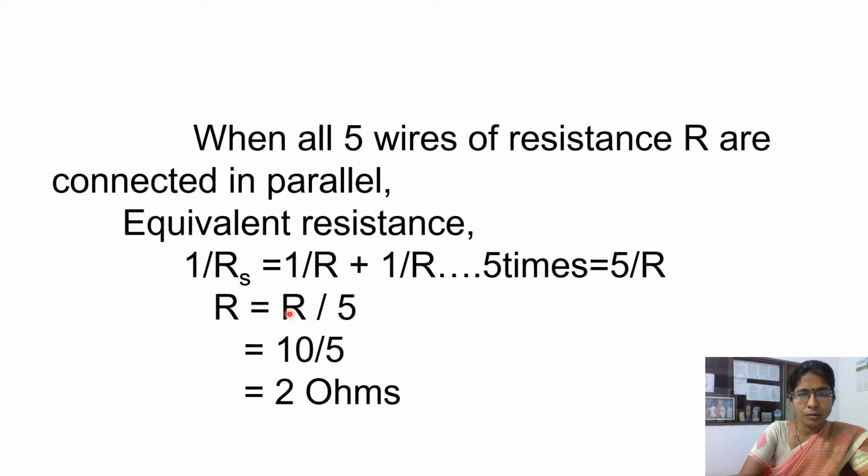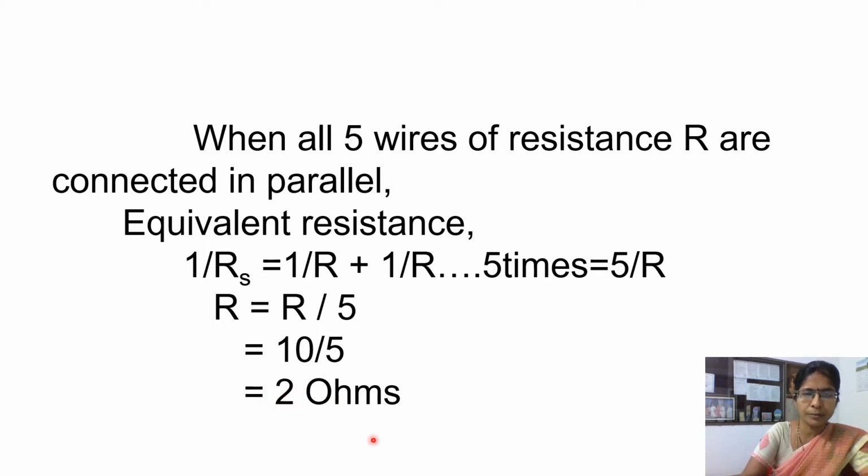So 1 by resistance of parallel connection is equal to 5/R. But here we need to find the resistance in parallel combination, that is the equivalent resistance. This is the reciprocal of the above one, so it becomes equal to R/5. And here we know that the resistance of each wire is 10 ohms. So 10/5 is equal to 2 ohms. Hence the resistance in parallel combination is equal to 2 ohms.